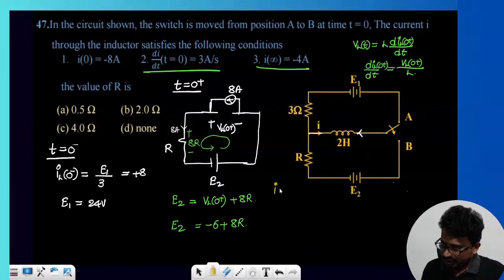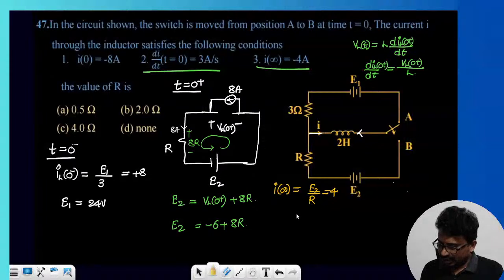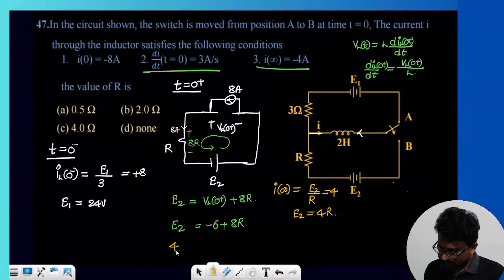How much is I of infinity value? This means E2 by R. So in this direction, this value is a plus 4. Now I can replace E2 with 4R. So simplify this thing here. This is 4R.